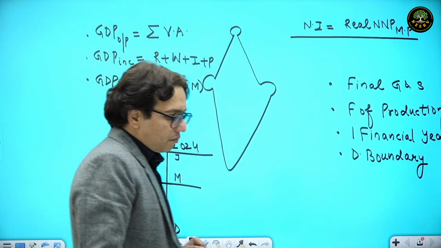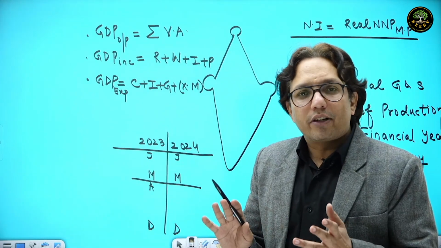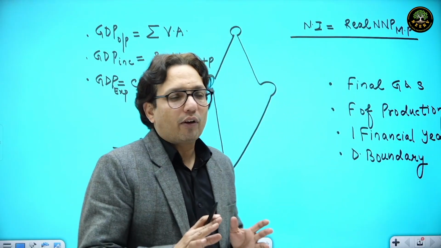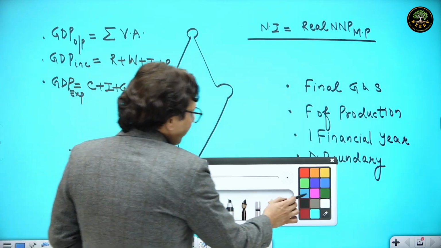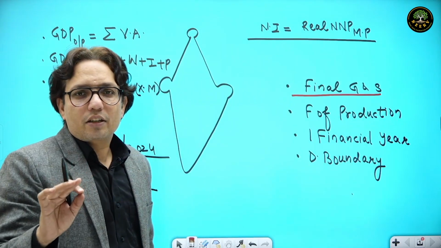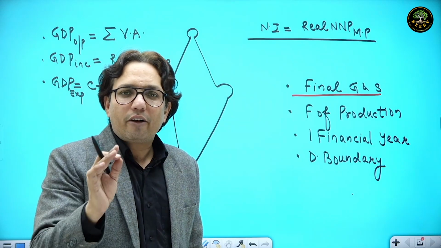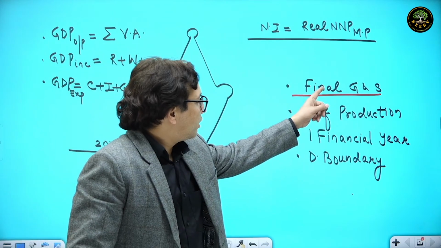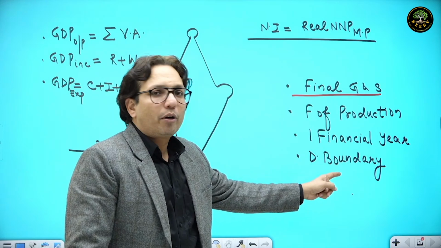So, the question is national income. If we want to understand what is national income, first we need to know what is GDP. And what is GDP? GDP is the market value of all final goods and services. We do not consider all goods and services. We consider only final goods and services. It's the market value of all final goods and services produced by the factors of production in one financial year in the domestic boundary of a country.